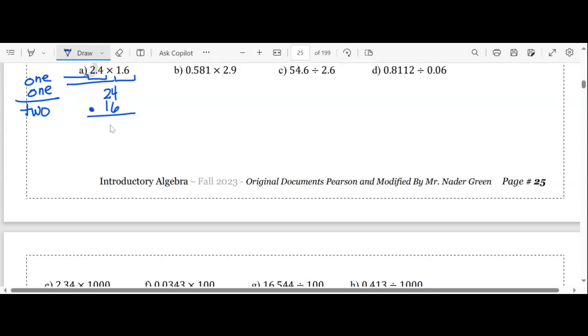6 times 4? 24. What should I put here? 4. 2 up here. 6 times 2? 12. Plus 2? 14. 1 times 4? 4. 1 times 2? 2. And then you add. You get 4, 8, 3. Now how many decimal places? 2. So you count 1, 2. So where is the decimal place here? So you find the answer 3.84. Is this clear? We are on page 25. Go to page 25.